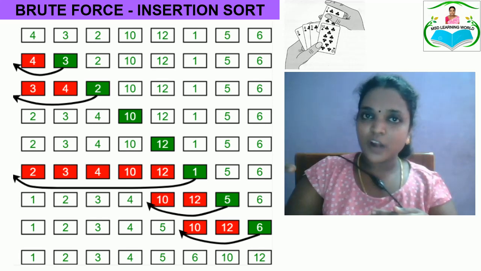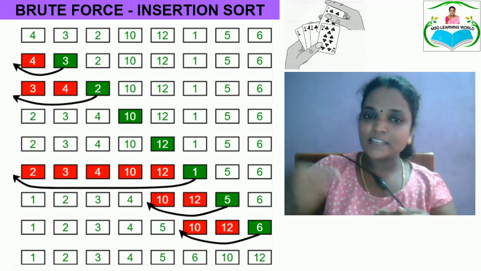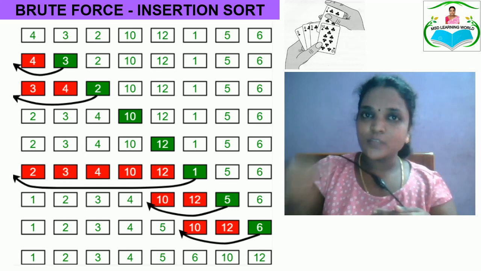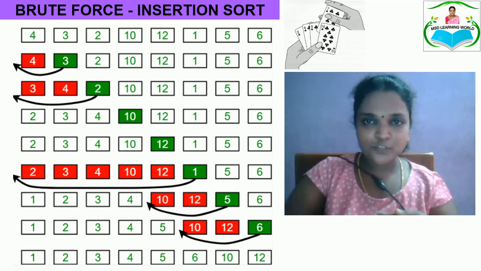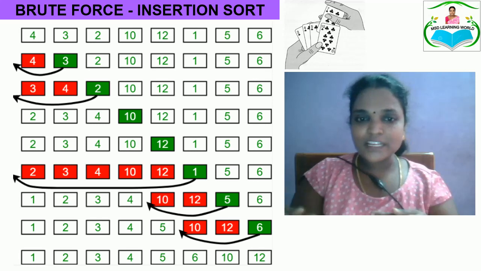Now the left out card, which is the 7th iteration, is the 6th card. Now the value 6 is taken, it is less than 12, 12 is shifted. Then 6 is less than 10, so 10 is shifted. Now 6 is compared with 5, 6 is greater. So this is the exact position where I have to insert the number 6. So 6 is inserted to the right of 5.